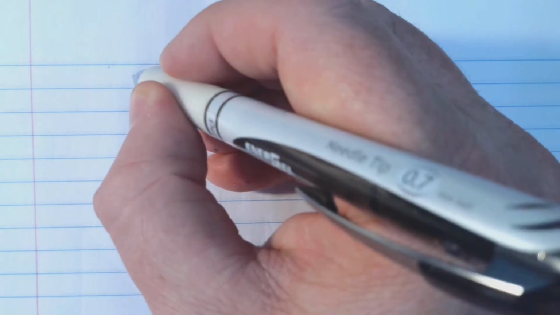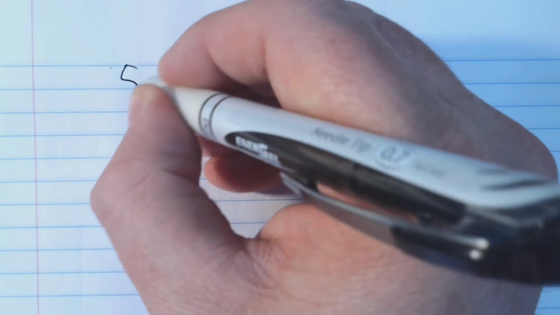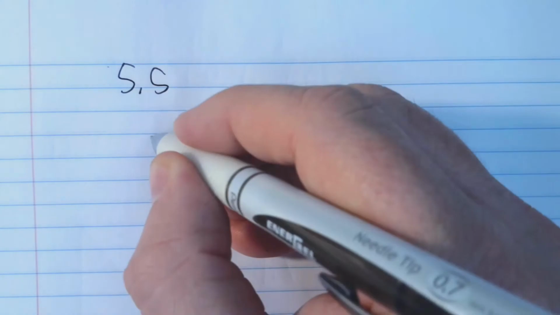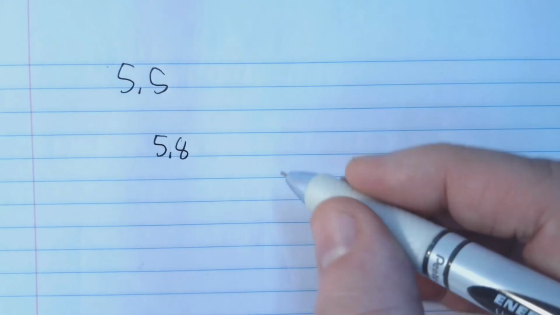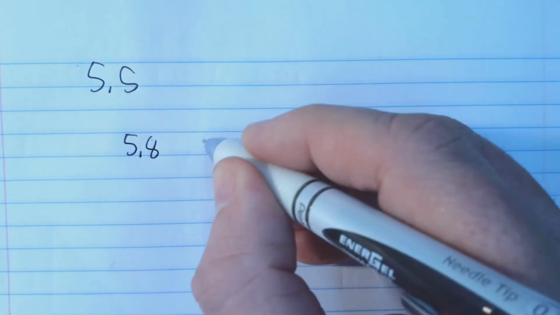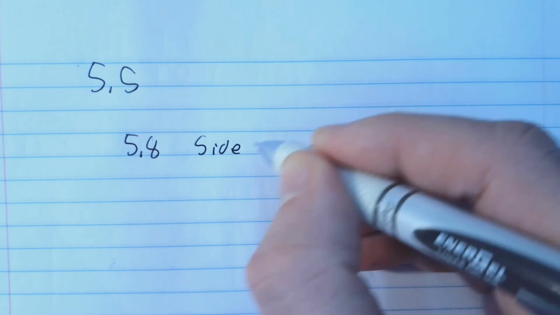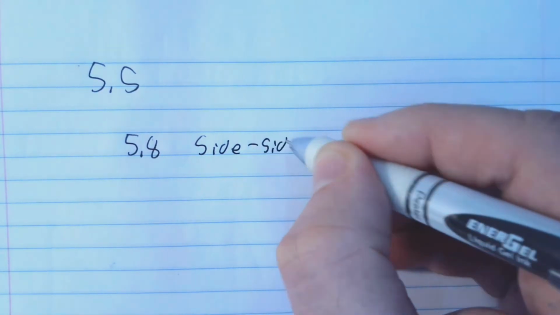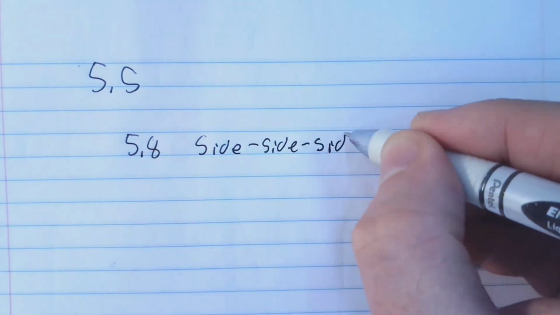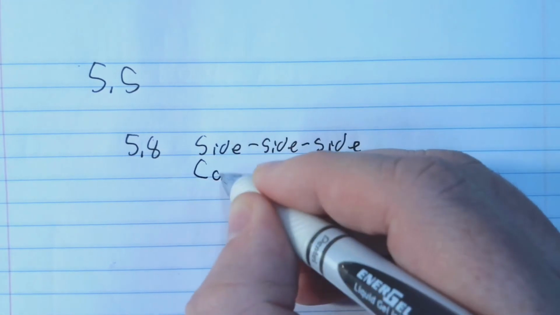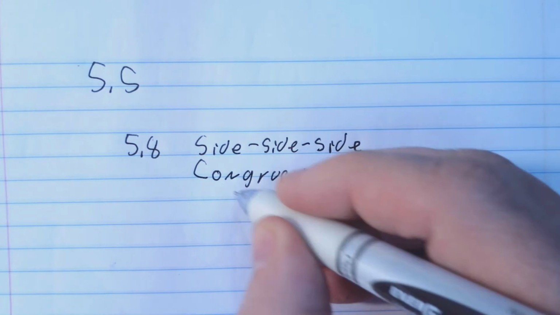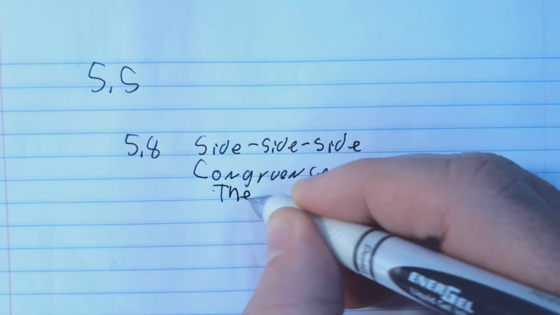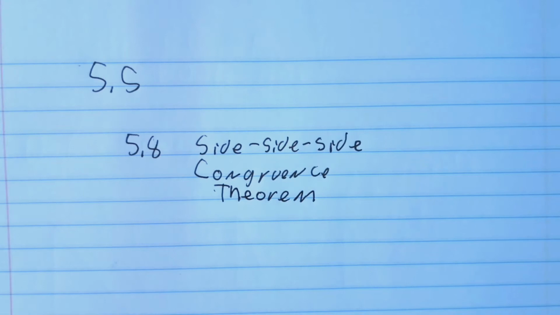So this is theorem 5.8, but it's less than 5.5, but I already put that in the title, so I don't know why I'm writing it again. So let's look at theorem 5.8. And this is going to be the side, side, side congruence theorem. Got to write side a lot of times. Okay.